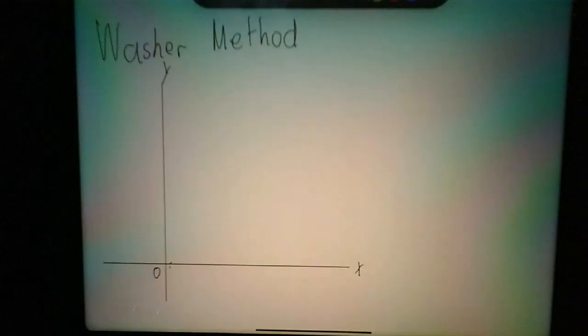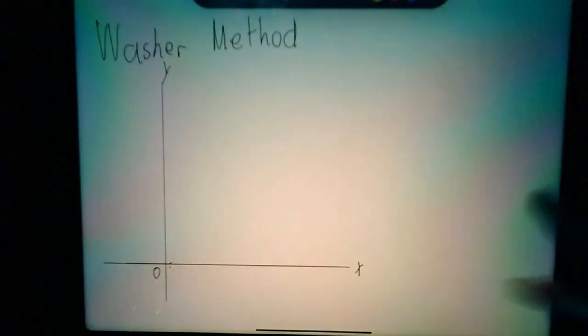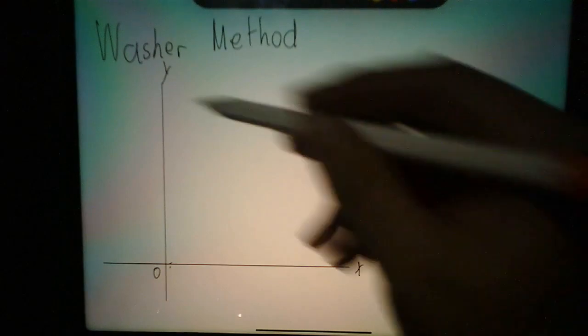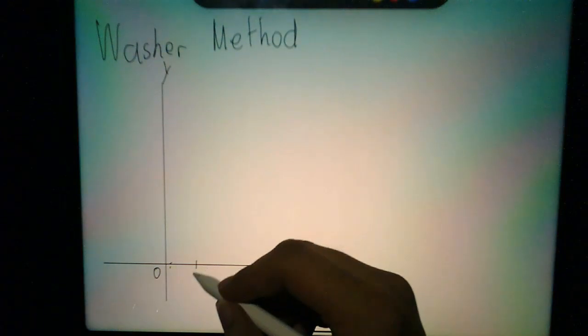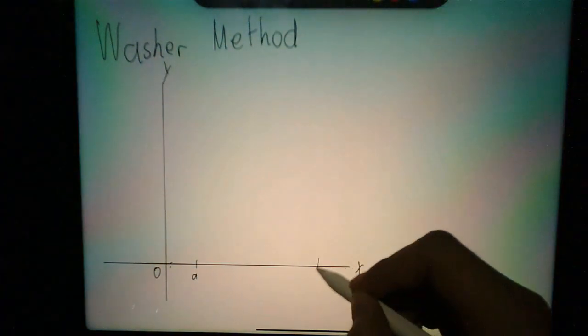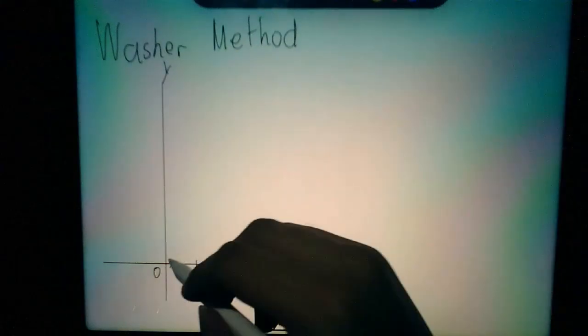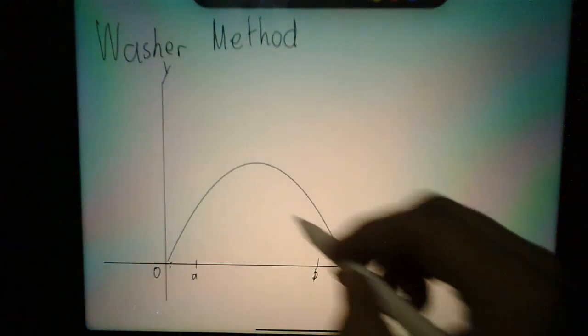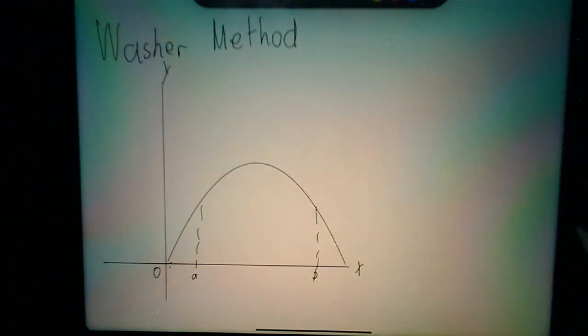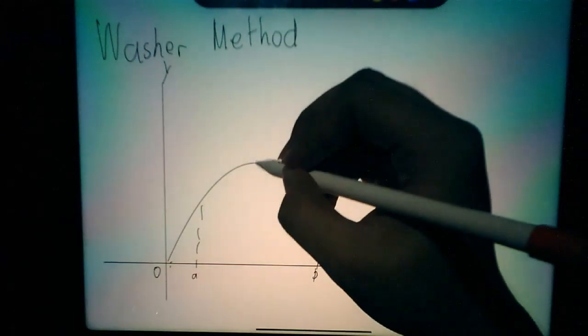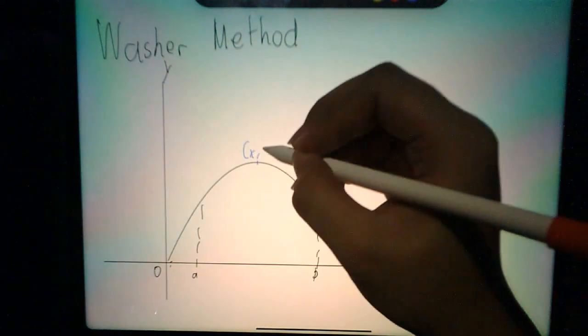Now let's talk about the washer method. So welcome back, and today we are going to discuss the washer method. For the washer method, first we need to illustrate here. As I already illustrated, now we need to put here the points where the area is bounded. So let's say that here, and this is the area of concern, and you put here x and y.